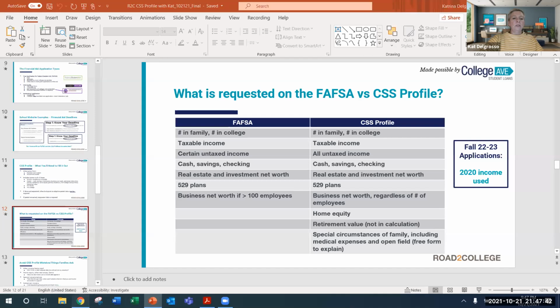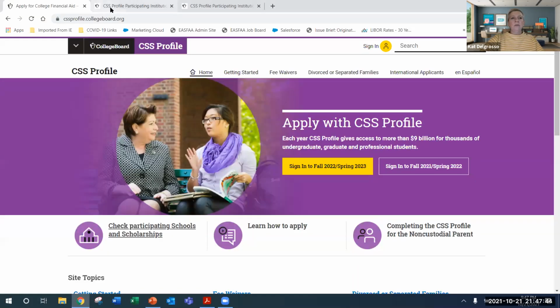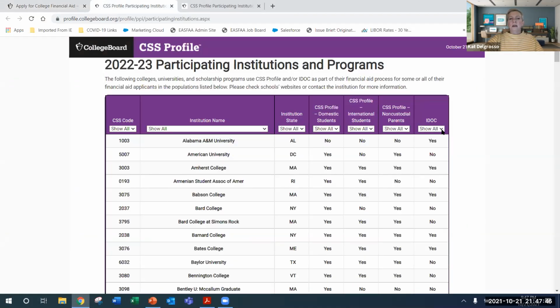So if, for example, back here on our list of schools, let's say that Amherst and Babson both wanted IDOC as well as Barnard. Now, all of a sudden, I don't have to mail this to 3 different places or email them or upload them somehow to them individually. I can actually do it through one portal. The College Board has a portal, the IDOC process, where you can send it all to one space. So it's kind of handy for the families.